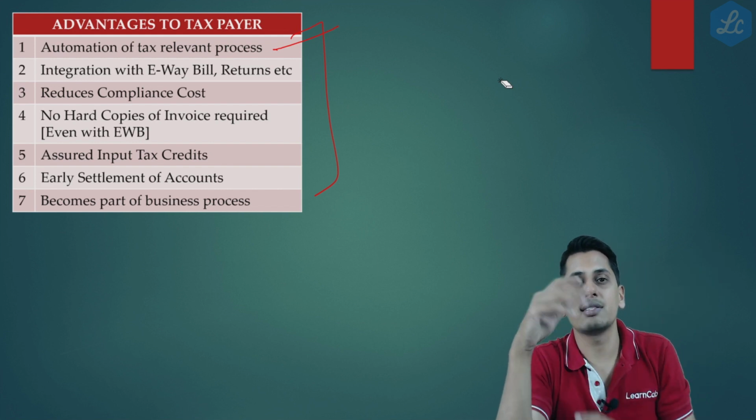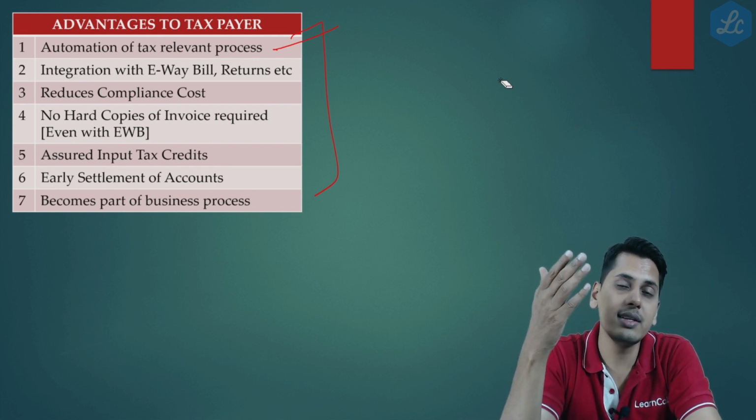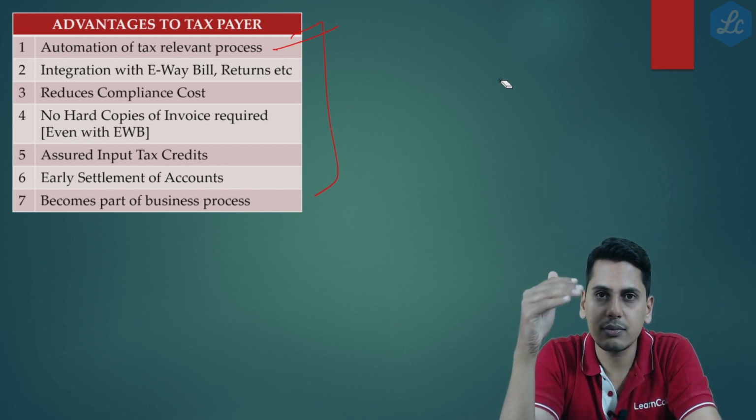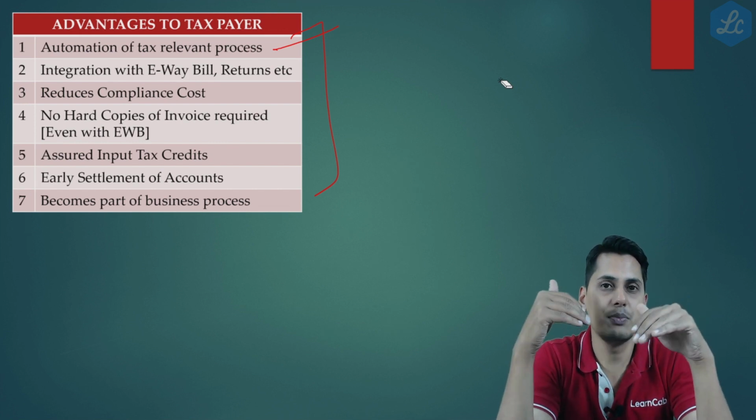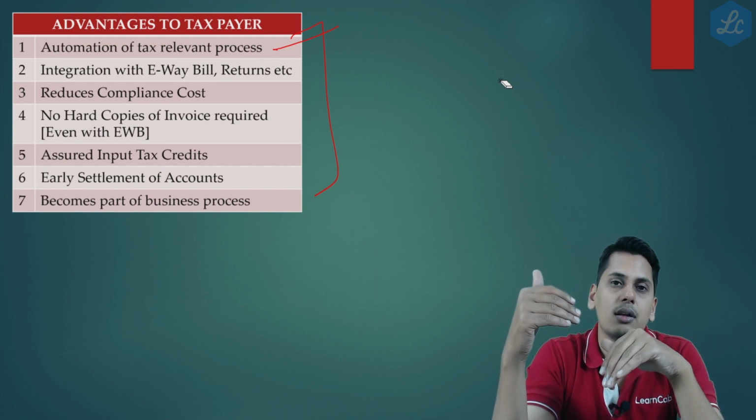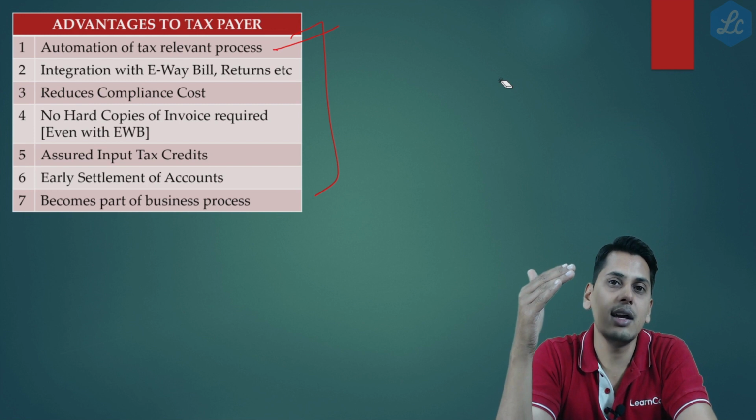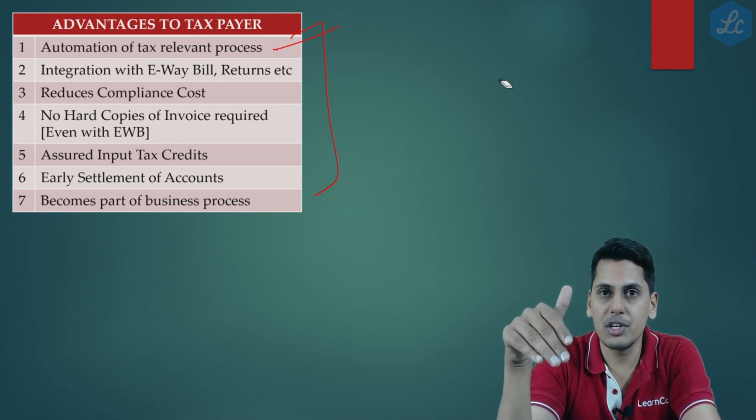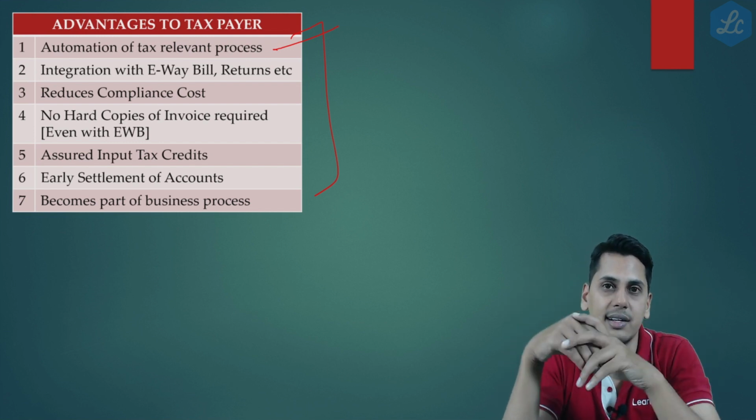Now let's say, suppose friends, in this case, when an e-invoice is being raised, it is going and sitting in the GSTR 2A of the recipient. Now friends, in this case, the recipient is in a position to be assured of the input tax credits which are there.